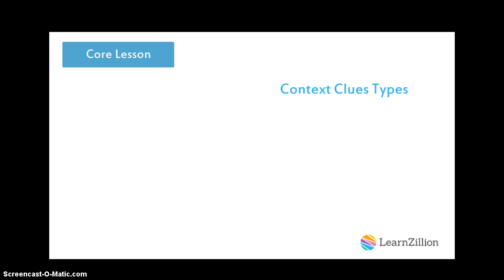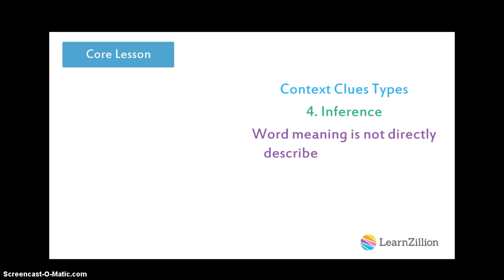Context clue type number 4, inferences. Words that mean something not directly described, but it needs to be inferred or guessed or predicted from the text. You should be writing this in your notes.